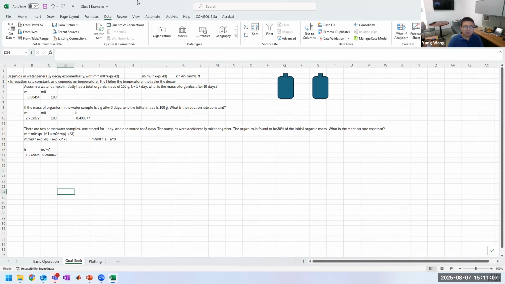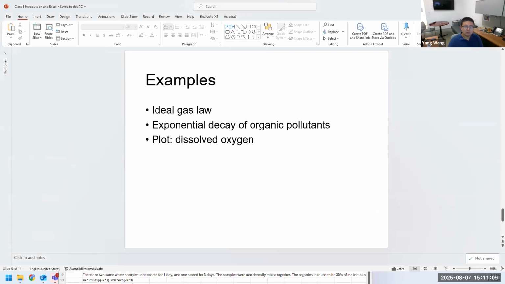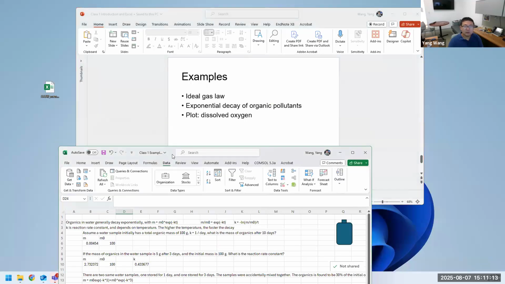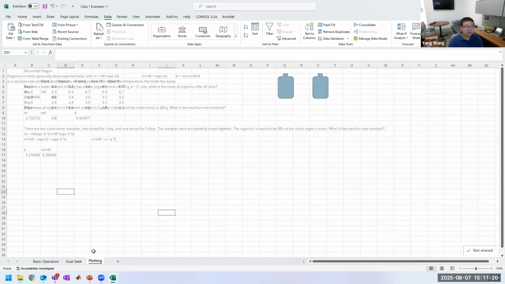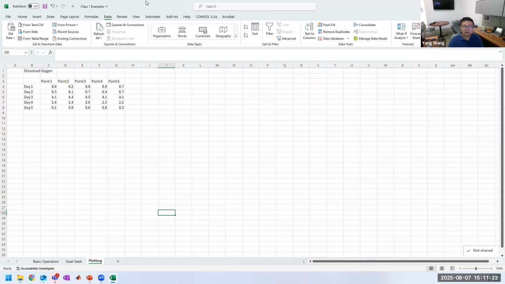Okay, so this is the second one, solving problems with Goal Seek. It's an exponential decay of the organic pollutants. So the third example is for plotting, right? The basic operation for plotting. So here we're using the dissolved oxygen as an example.